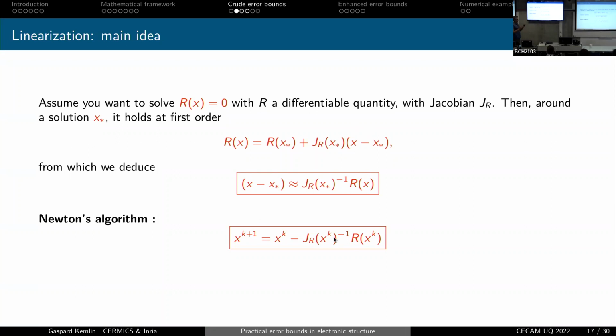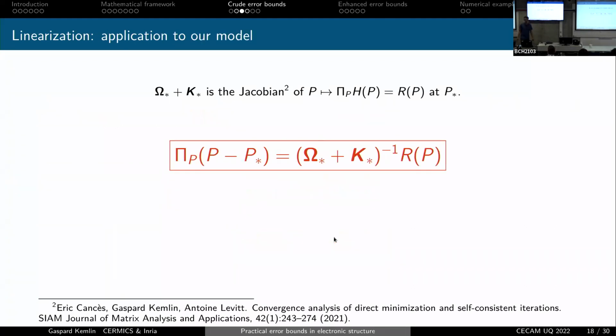And so here we will derive bounds that are not guaranteed, because it's only valid at first order, so we don't know if it's an upper or lower bound, but we hope that it will still give us a good approximation of the error. And when we apply this to our model, what we can prove is that the Jacobian we need to invert is this omega plus k I just introduced. We proved this with Eric and Antoine at the beginning of my PhD. So the formula you really need to remember from this talk is this one: we will try to approximate the error as the inverse of the Jacobian times the residual. And the goal here is to ask, is it easy to invert this Jacobian? If it's expensive, how can we make it easier to invert? This is what I'm going to talk about in the rest of the talk.